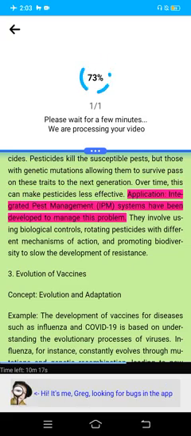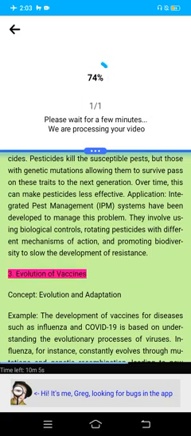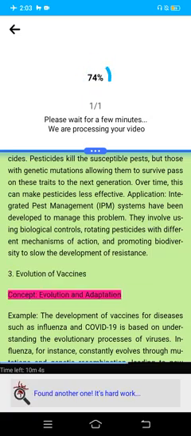Application: integrated pest management (IPM) systems have been developed to manage this problem. They involve using biological controls, rotating pesticides with different mechanisms of action, and promoting biodiversity to slow the development of resistance. 3. Evolution of vaccines. Concept: evolution and adaptation.